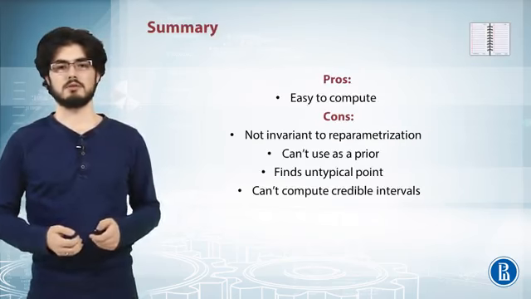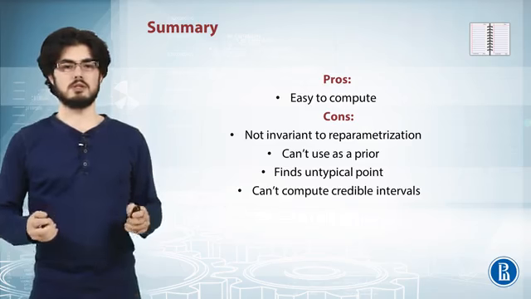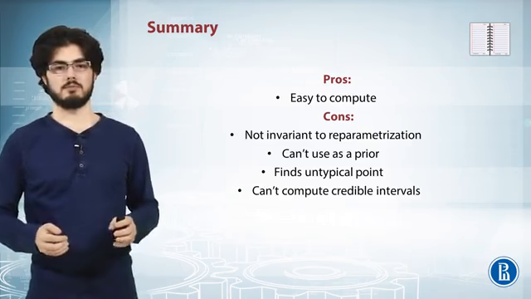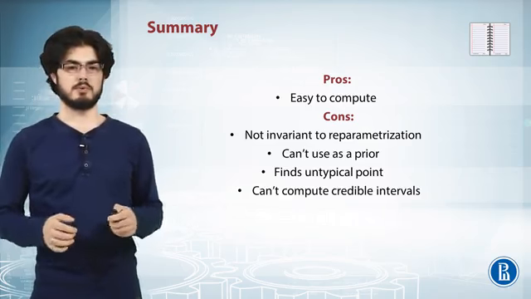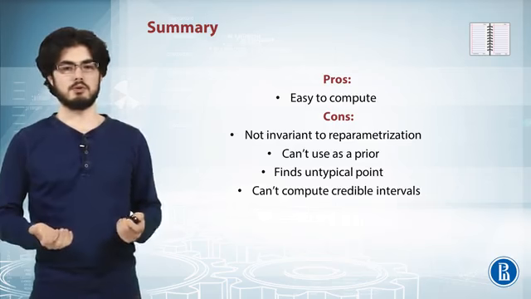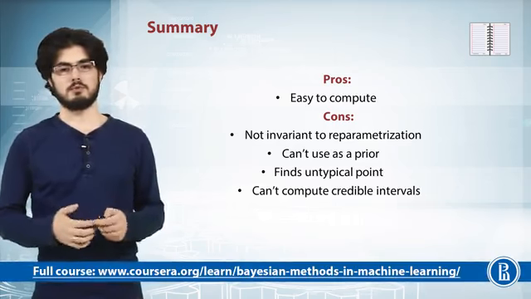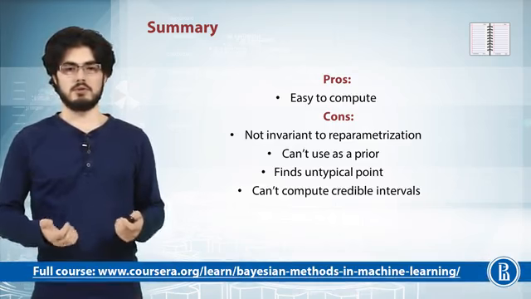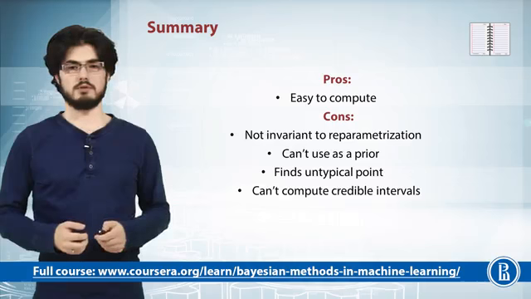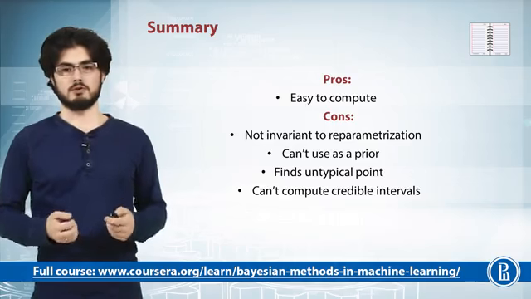So to summarize, it is really easy to compute the maximum a posteriori estimation. However, it has a lot of problems. It is not invariant to reparameterization. We cannot use it as a prior. It is also an untypical point. And finally, we can't compute credible regions. And in the next video, we'll see another approach to avoid the evidence. That is called conjugate distributions.